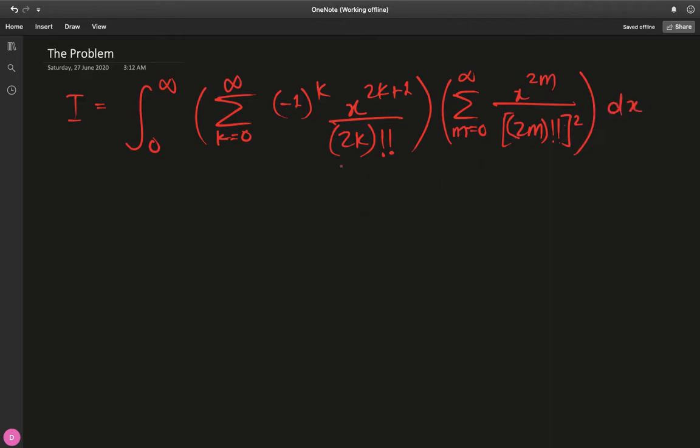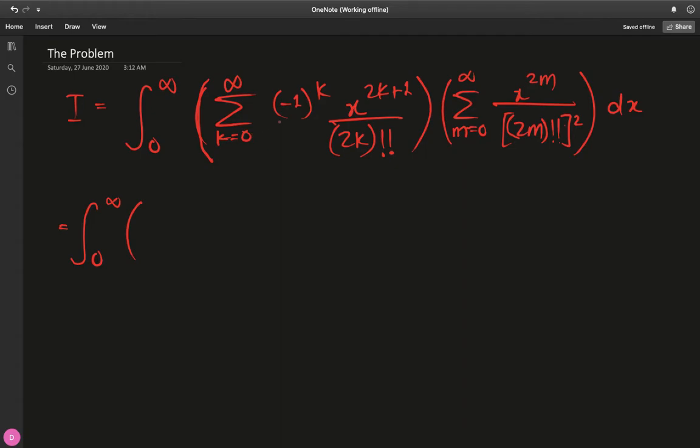dx. So it looks like a lot. It's crazy. Two sums multiplied with each other inside an improper integral from 0 to infinity. So it really helps to write down terms. Let's write down some terms of this series.